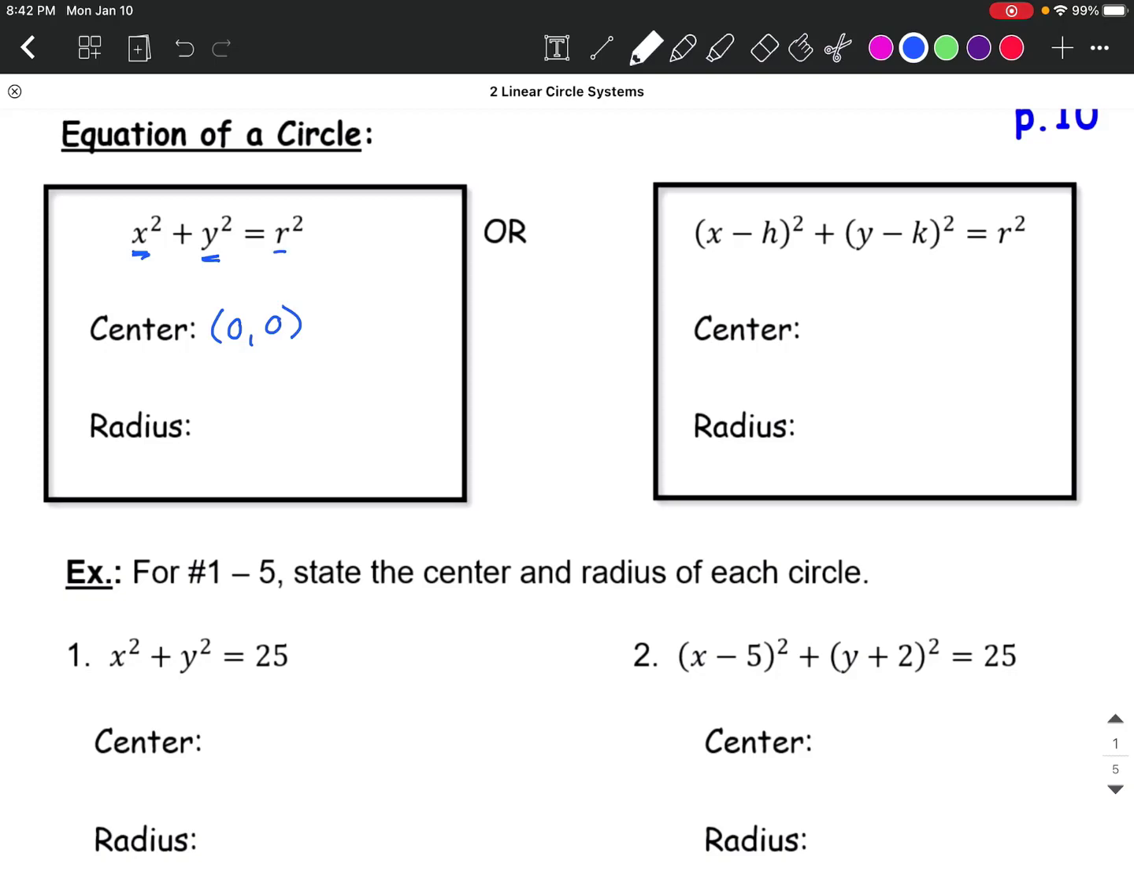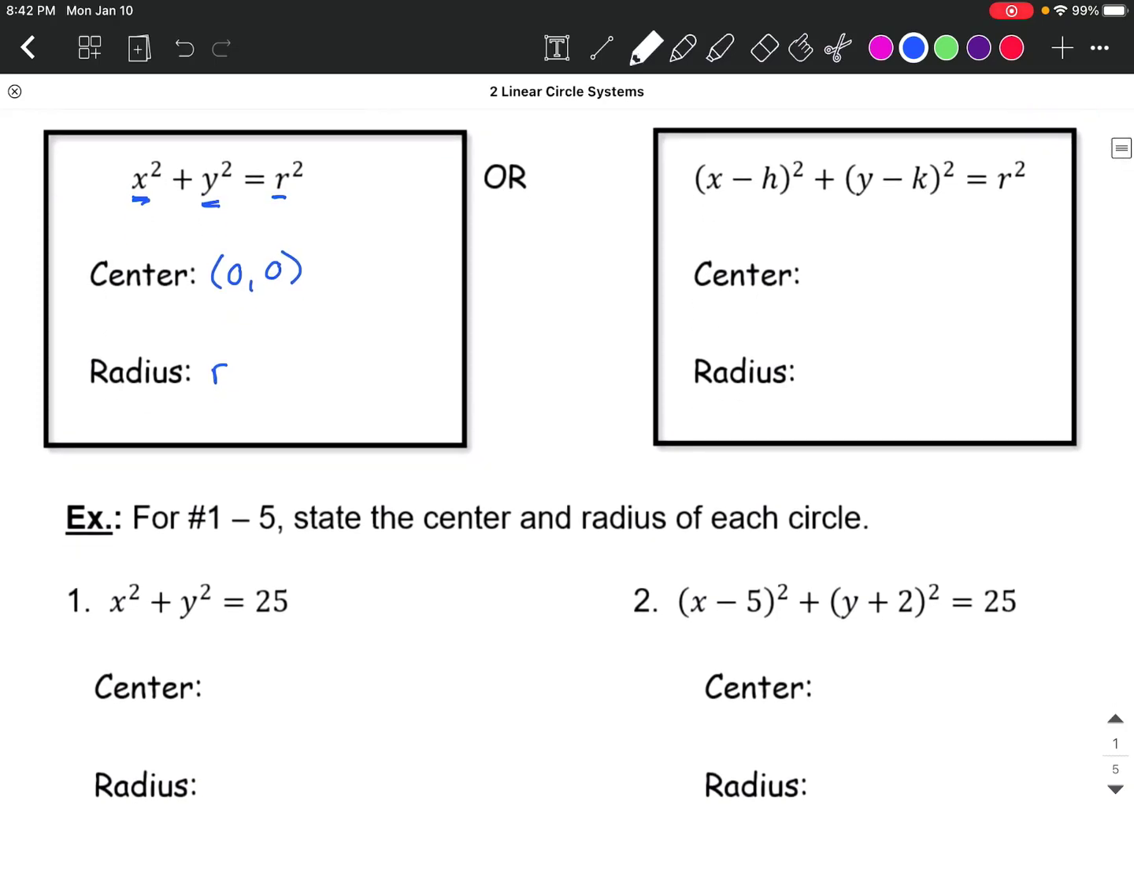The radius is this r. So the radius is r. If you look at the example that I have down here, number 1, x squared plus y squared, that center is 0, 0. Now the radius, r squared, is 25. So if we take the square root of both sides, r is 5. Which means if we were to graph this, we would start at 0, 0 because that's the center. We'd go up 5, down 5, left 5, and right 5, and then do the best we can to draw a smooth rounded circle. And that's how you graph the circle.